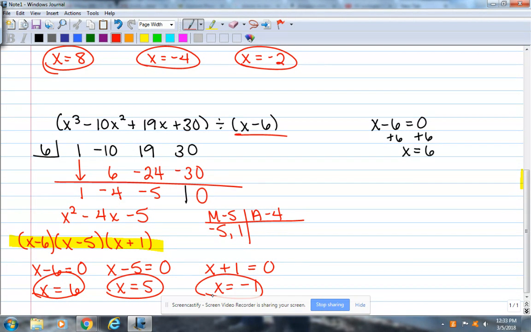So hopefully that'll help you see a few more examples of synthetic division. Good luck.